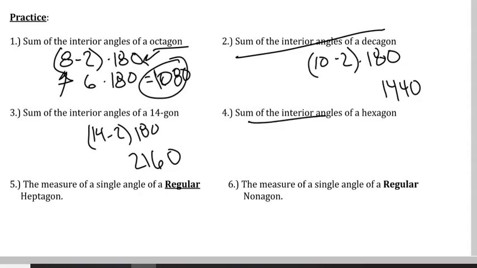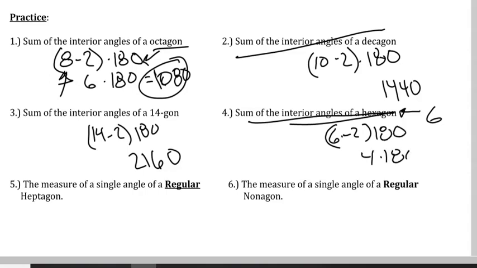Okay, now I want you guys to try this one. The sum of the interior angles of a hexagon. Hexagon is 6 sides. Figure out what that's going to be. 6 minus 2 times 180. 4 times 180. 720 degrees.